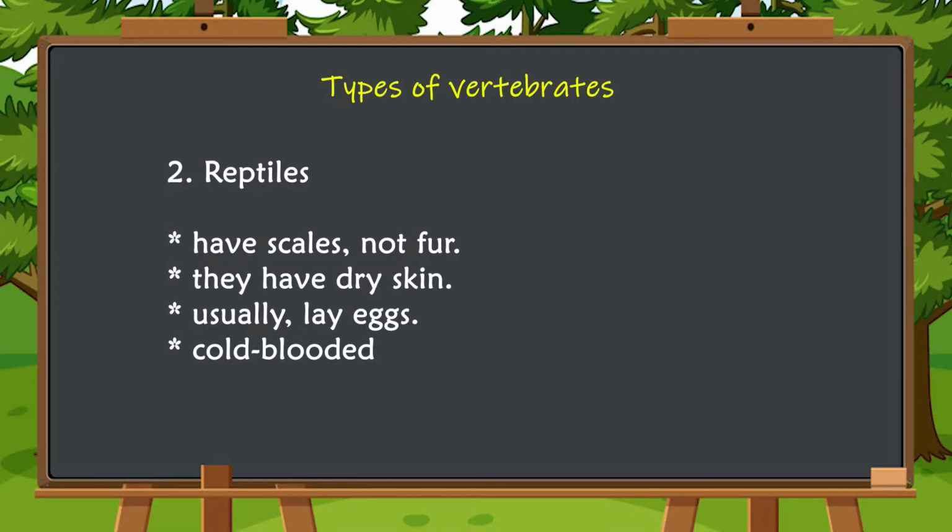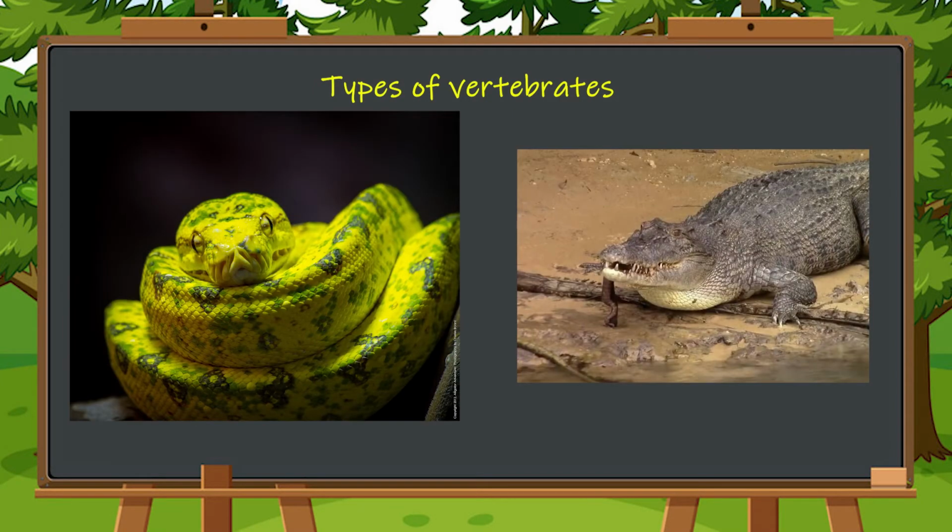The next type of vertebrate are reptiles. Reptiles have scales and not fur. They have dry skin and they usually lay eggs and sometimes live young. And they are also cold-blooded. Some examples of reptiles would be snakes and alligators.